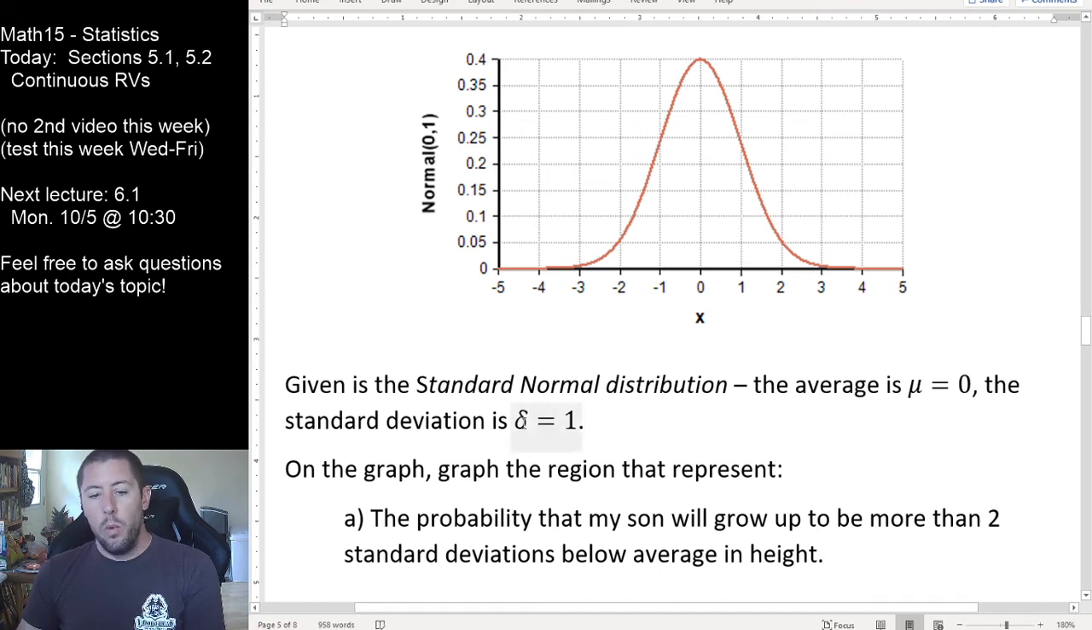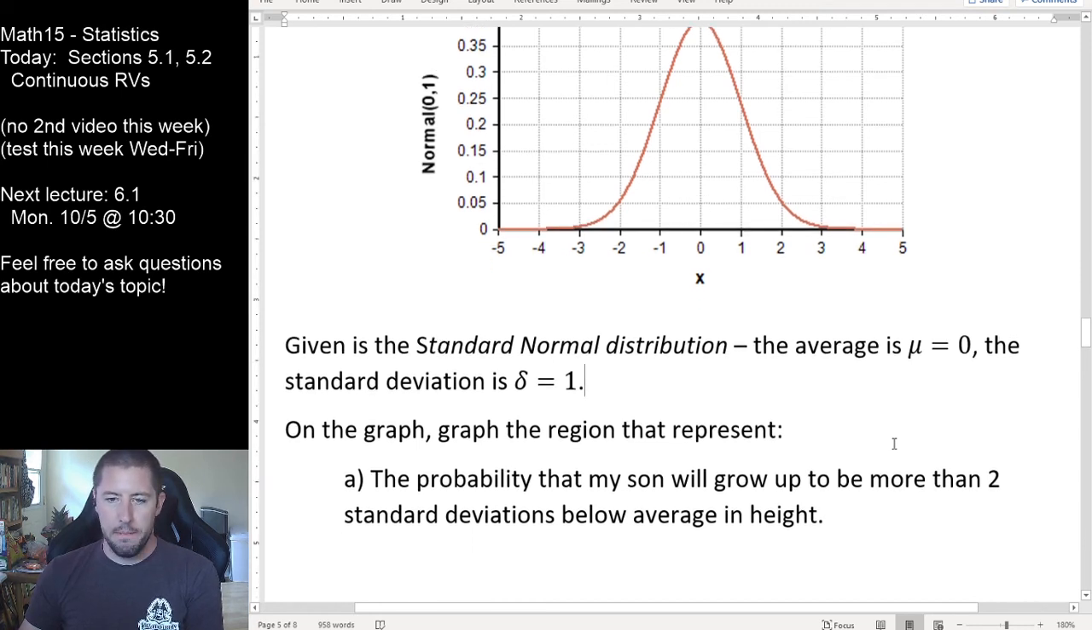So again, what I know is that on this graph, this represents 100% of all of the possible heights that a human could ever be. So the total area underneath the entire graph is 1, representing 100% of all possible heights of humans. What I want to do is indicate on my graph where I see events of interest and then make a vague estimate of probability here.